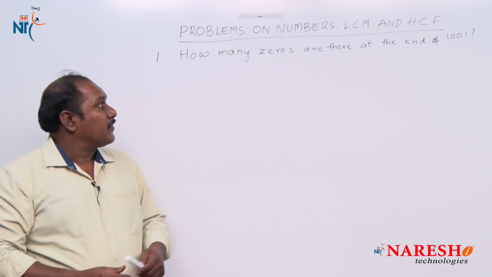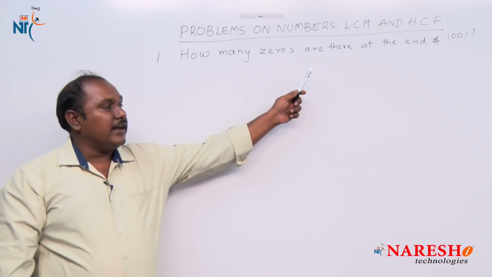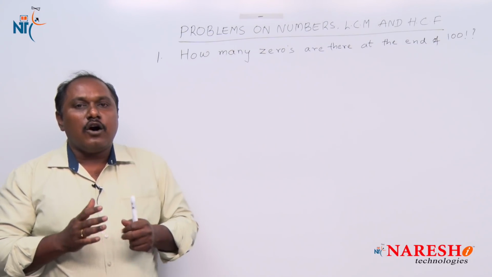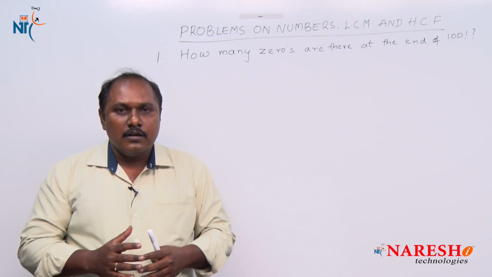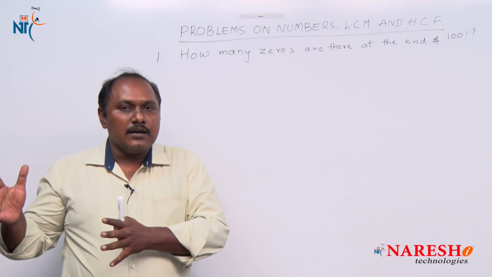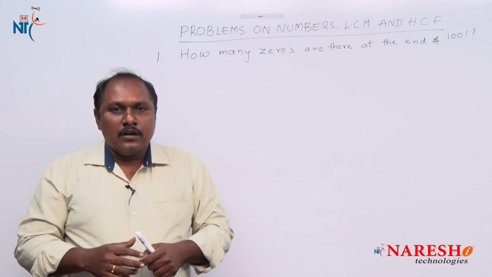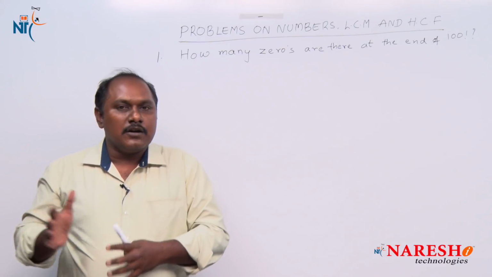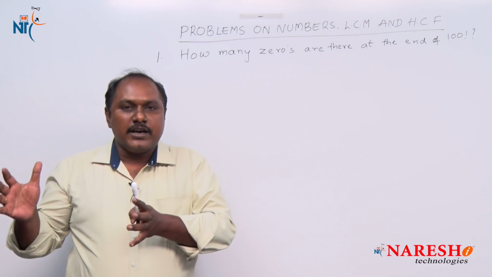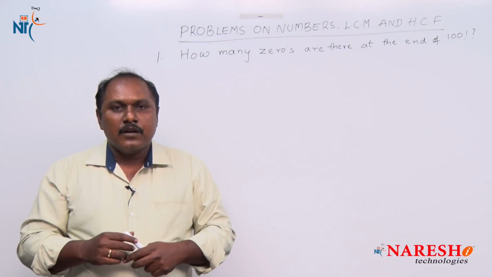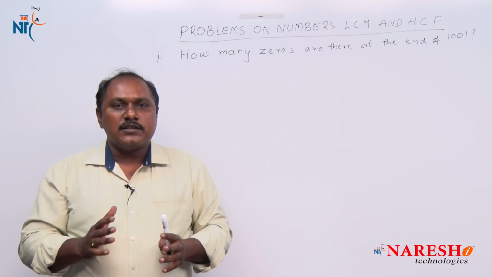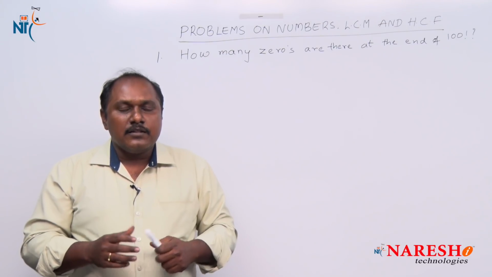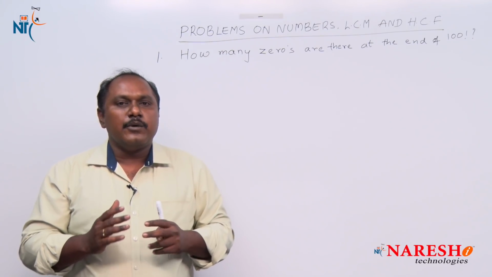The first question: how many zeros are there at the end of 100 factorial? That is, if you multiply all the numbers from 1 to 100, in the answer, in the end, how many zeros are there? Now one way of answering this question is we need to multiply all the numbers from 1 to 100, see the answer and check how many zeros are there. But it's a very huge task, a very time consuming process, it may take lots and lots of time. Then how to tell the answer for this question in a very simple way?